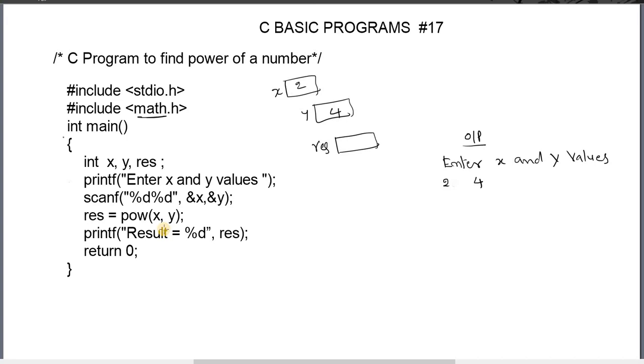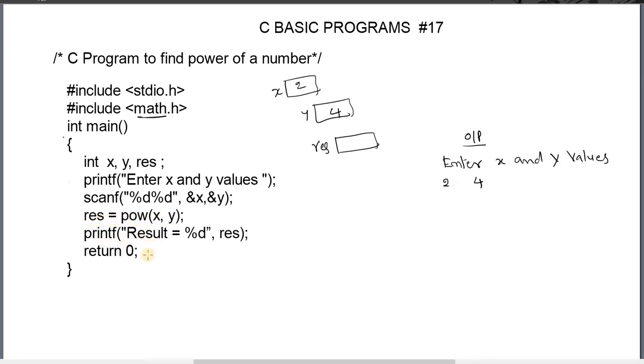Now these two values will pass to that function which is there in math.h. From that function the result will be returned, 2 power 4. The result, res will take the result. It is a function call statement. The pow function we are not creating here. It is already created, we are just accessing it. It takes two values and returns x to the power y. That value res will take.